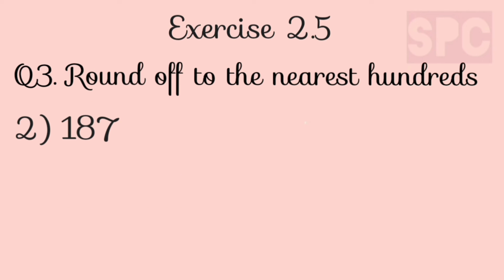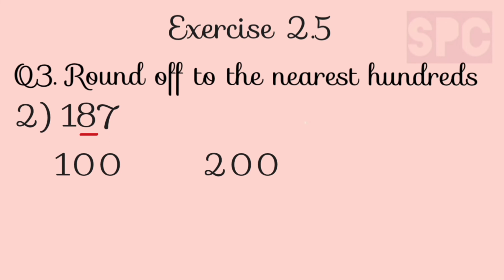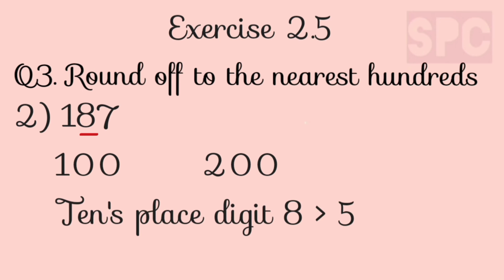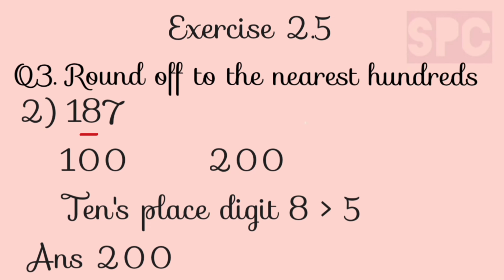Another example, 187. We have to round off this number to its nearest hundreds. So again we will check the digit at tens place. It is 8. 8 is more than 5. So we know that if the digit at tens place is 5 or more than 5, then we will step up. So since 187 lies between 100 and 200, after stepping up, we will round off this number 187 to 200.